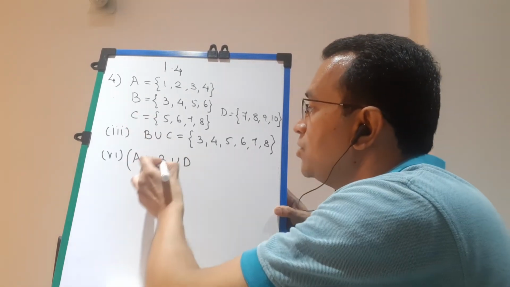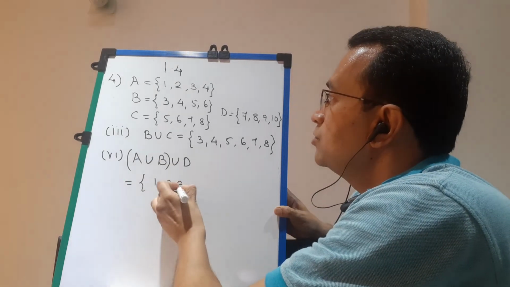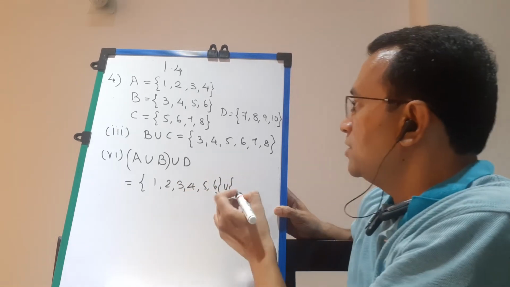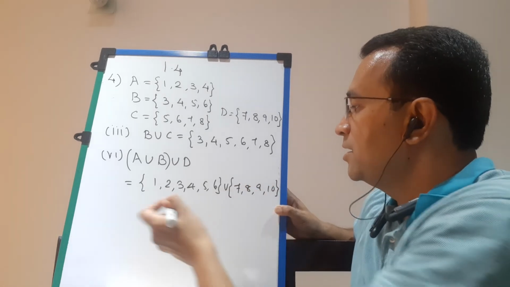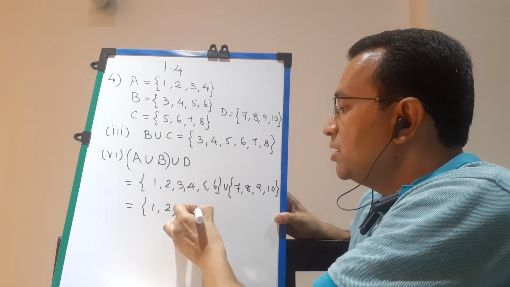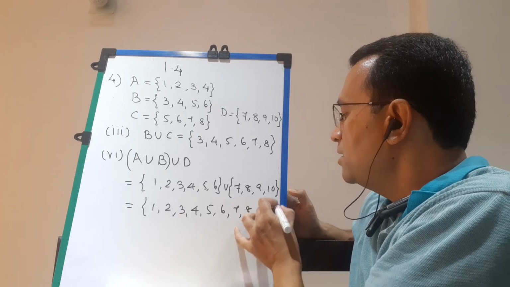First, let us find A union B. So A union B will be 1, 2, 3, 4, 5, 6. Its union with D: 7, 8, 9, 10. So this union will be 1, 2, 3, 4, 5, 6, 7, 8, 9, 10.